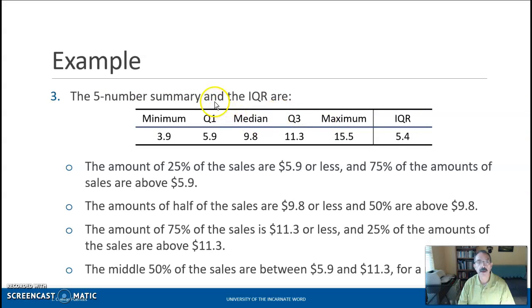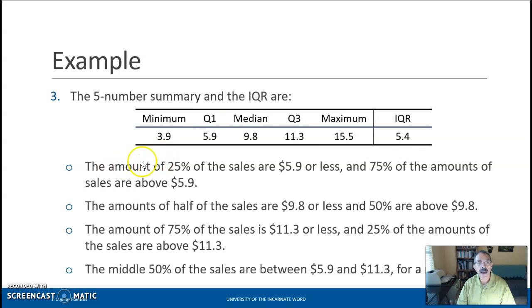So the 5-number summary is the minimum 3.9, the first quartile is 5.9, the median is 9.8, or the second quartile, and the third quartile is 11.3. The maximum is 15.5, and the interquartile range is 5.4.